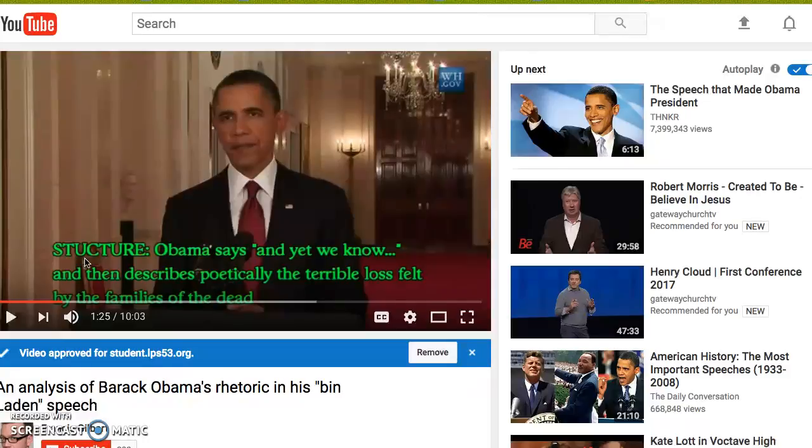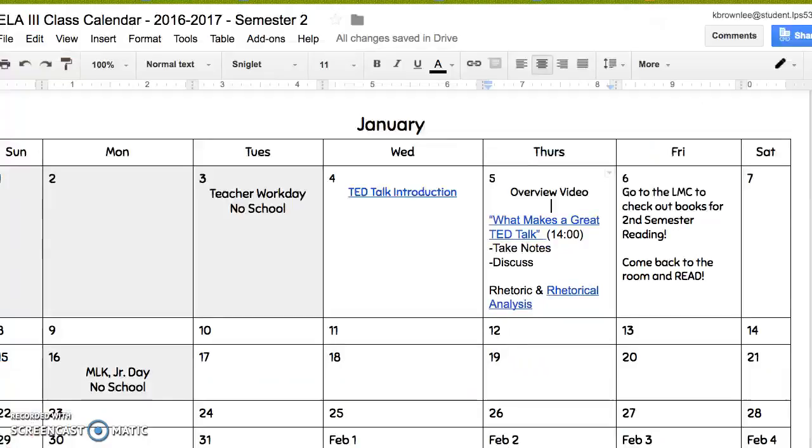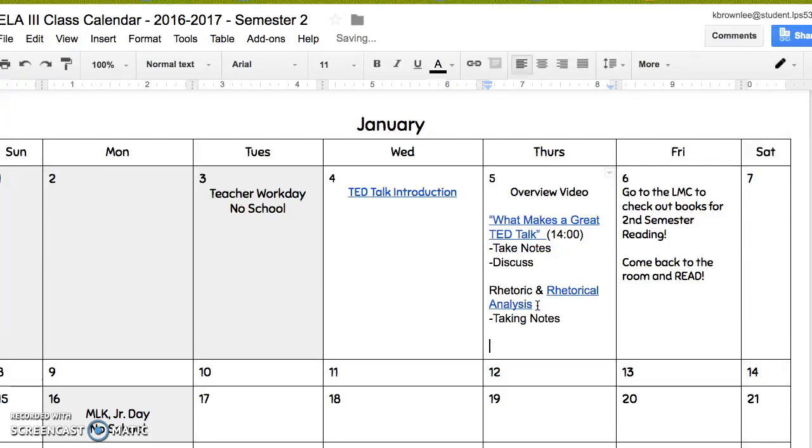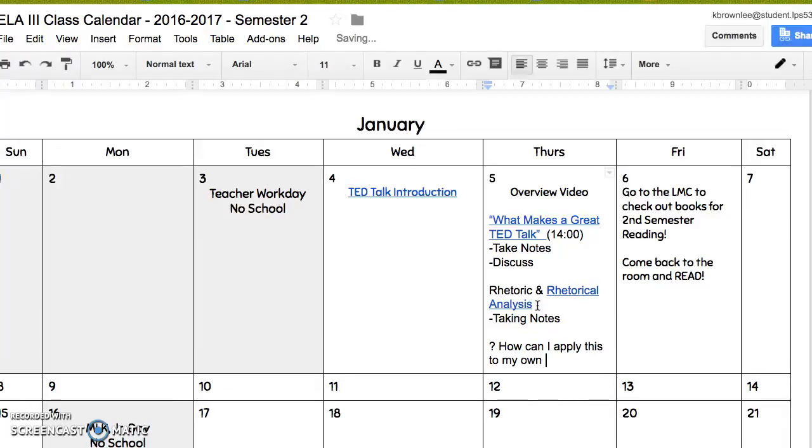Because one thing we can definitely say about our president is that he is an excellent speaker. I mean, not only has he a great speechwriter, but he has very good speech giving skills himself. So I want you to look at this speech by Obama about the Bin Laden situation and pay attention to those rhetorical devices that he uses in that. So again, taking notes over that, and always the question, how can I apply this to my own speech? There you go. That's what I want you looking at for today.